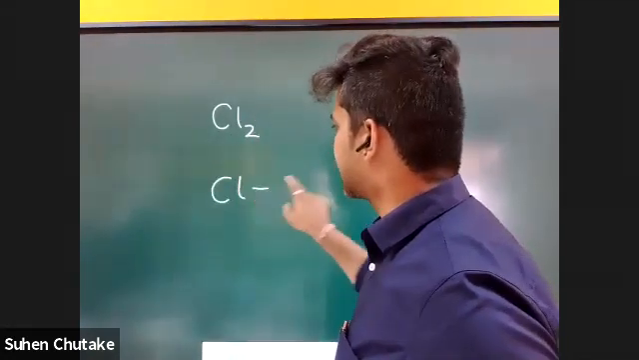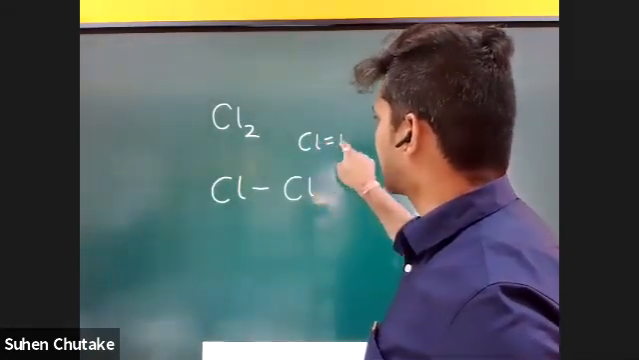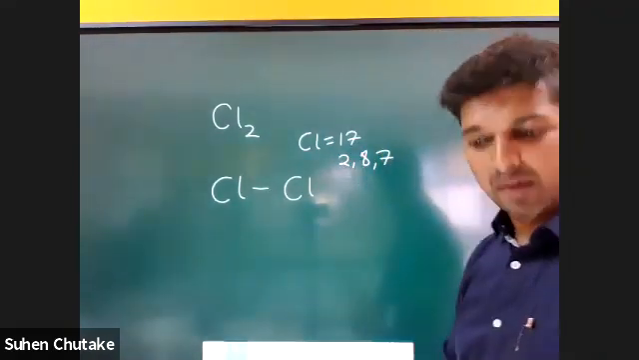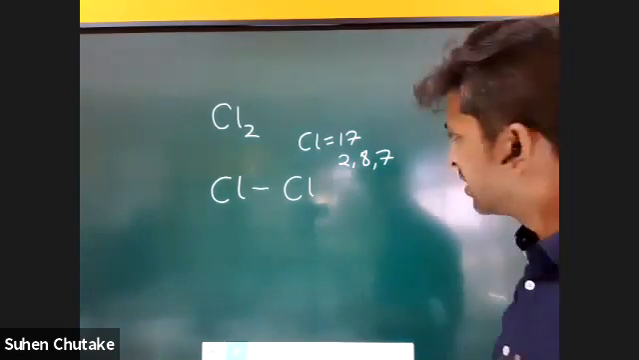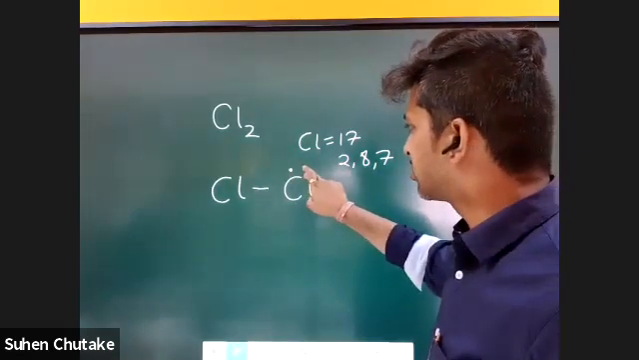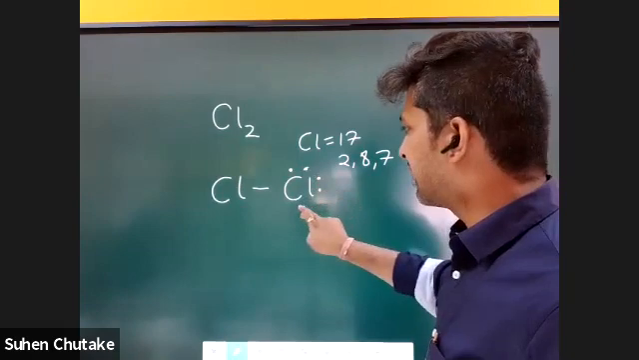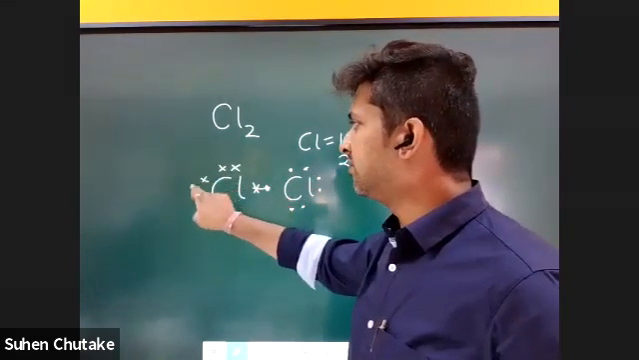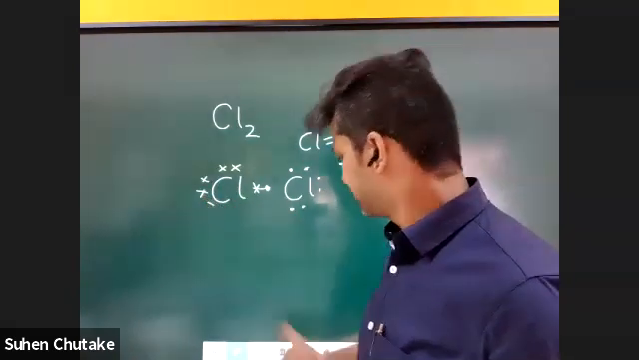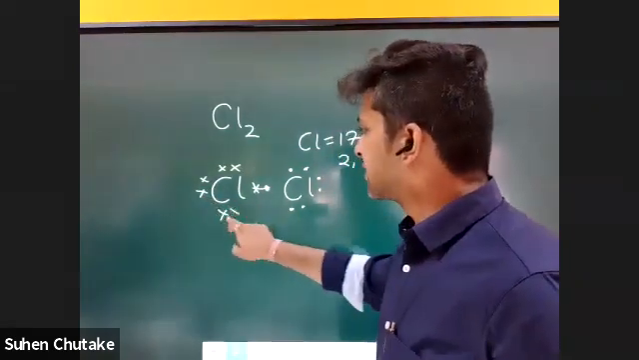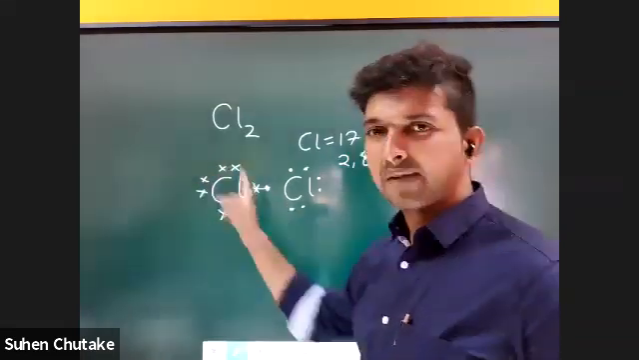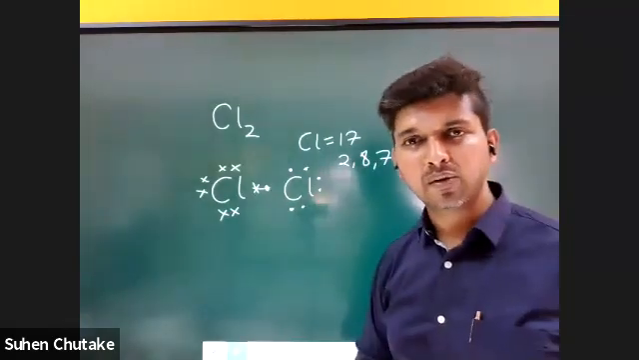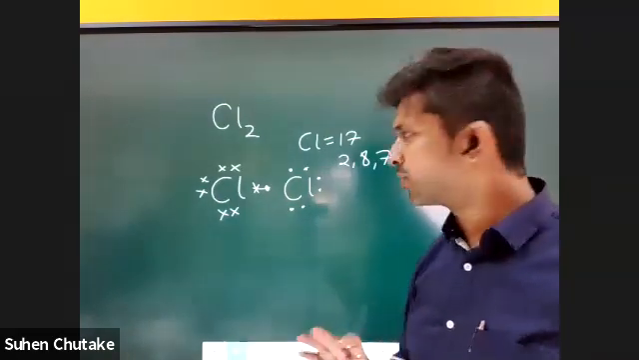Let me revise covalent bond once more. We had seen covalent bond Cl2, which was Cl and Cl, where chlorine has atomic number 17 with electronic configuration 2, 8, 7. That is 7 electrons in the outermost shell: 1, 2, 3, 4, 5, 6, and 7. Similarly, 7 electrons in the outermost shell of the right chlorine. So both are having 7, 7 electrons in the outermost shell.